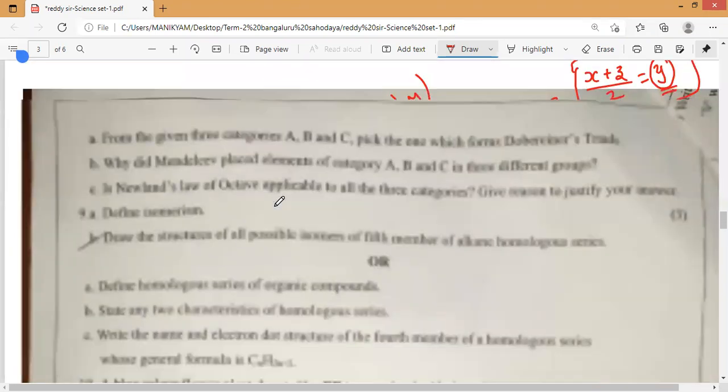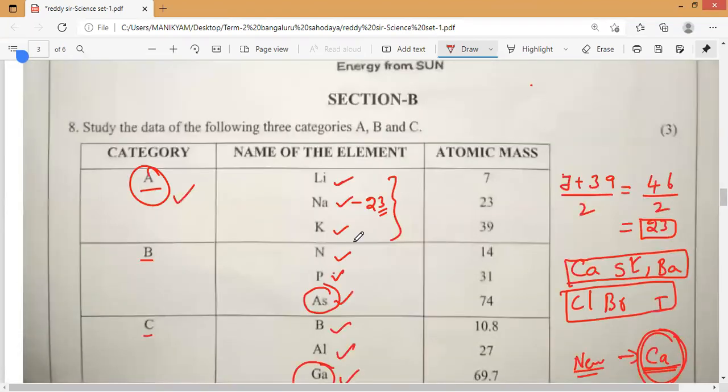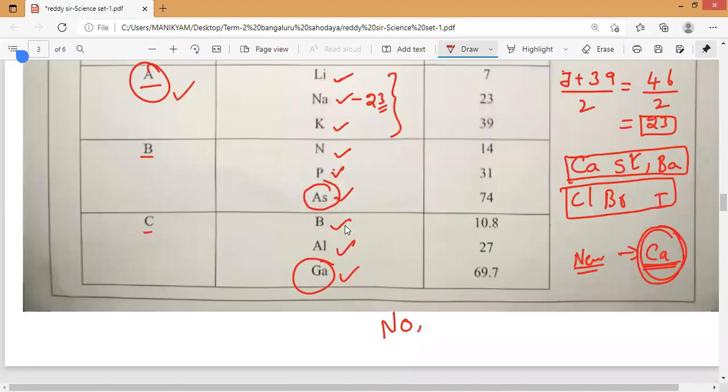So they are asking the question. What is the question they are asking? Read the question. Is Newland's law of octave applicable to all the three categories? You check it, everybody. Only the first one it is applicable: lithium, sodium, and potassium. Next one, NPK. Here you can see N, P and Mn should come according to Mendeleev, but according to Newland's. But as we already know, Newland's law of octave is forming the like Sa Re Ga Ma Pa Dha Ni Sa, but it is applicable only till calcium. So as we know, all this gallium and all this arsenic will come after the calcium only, so it is not applicable. Have you noticed it?